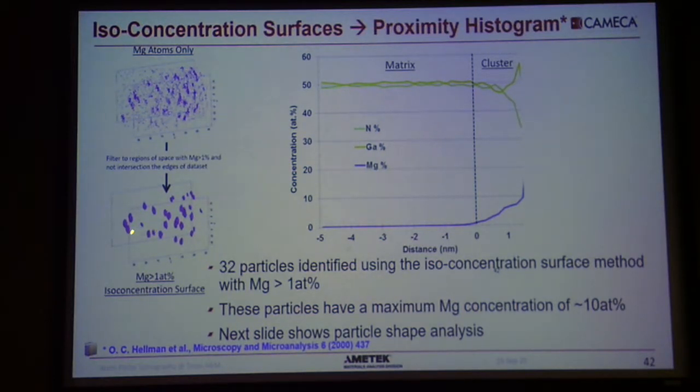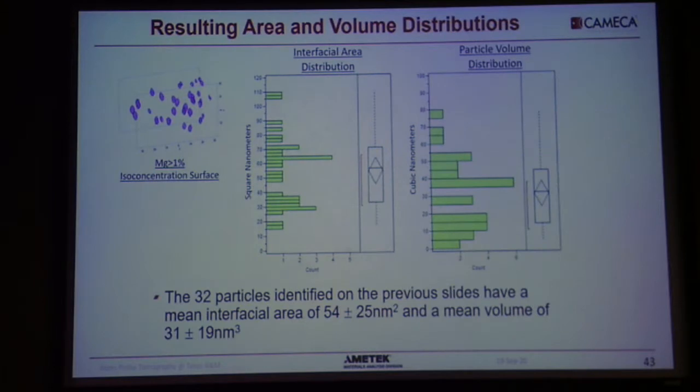So you have these isosurfaces. We could get information about how many particles are there. There are about 32 particles with more than 1% of magnesium, and you can get information about the maximum concentration that you reach in these particles, about 10%. And you can go further by getting information about the interfacial area distribution and the particle volume distribution. That means being able to say how many particles have a given interfacial area. Here the mean is 54 nanometers squared, and the mean volume. Okay.